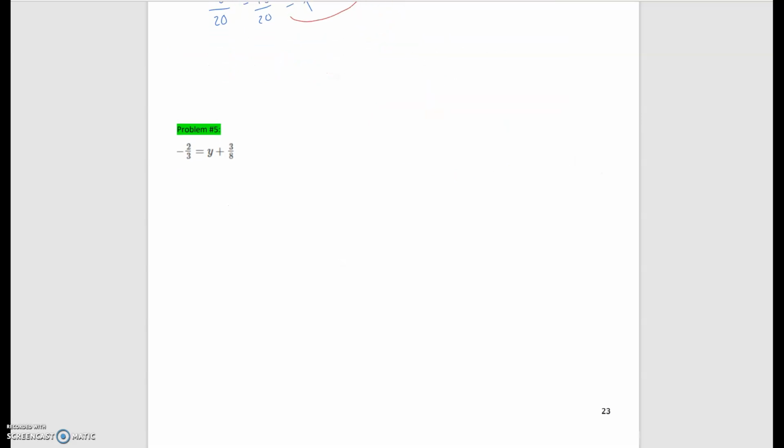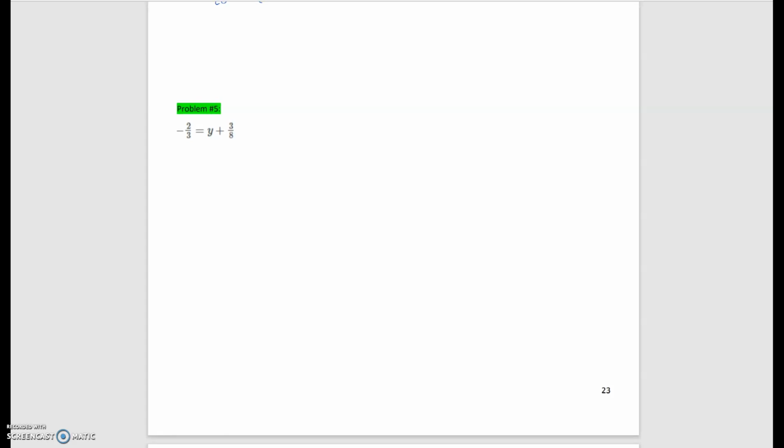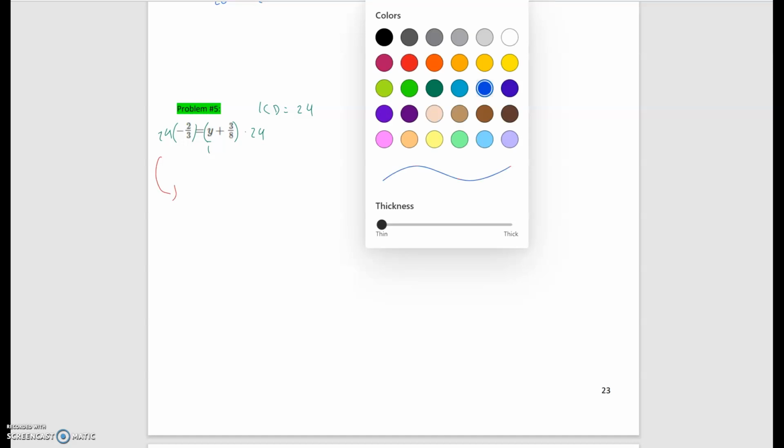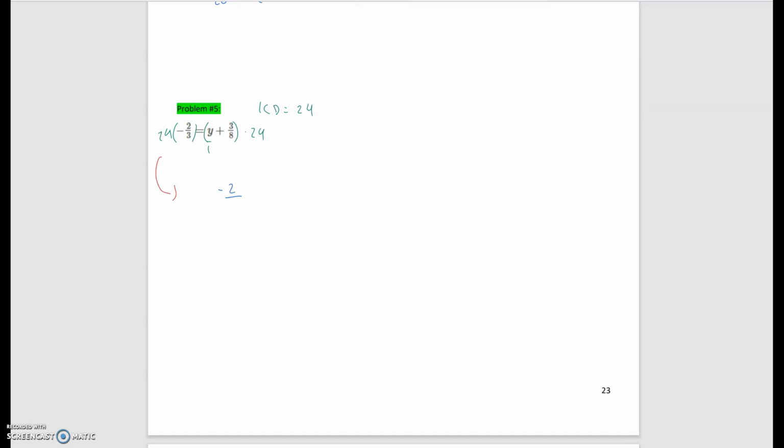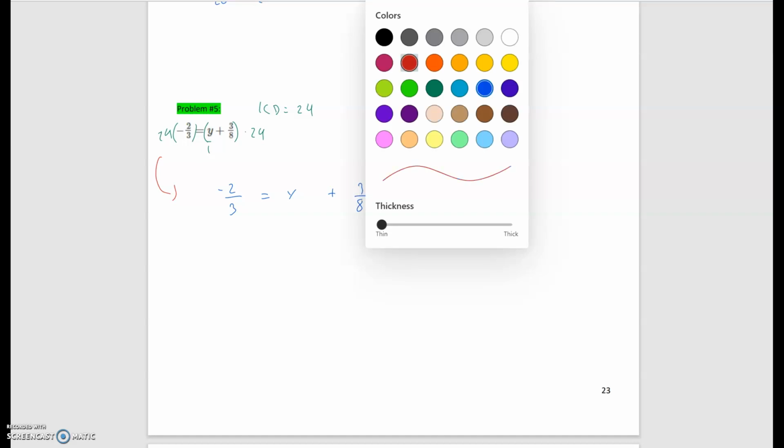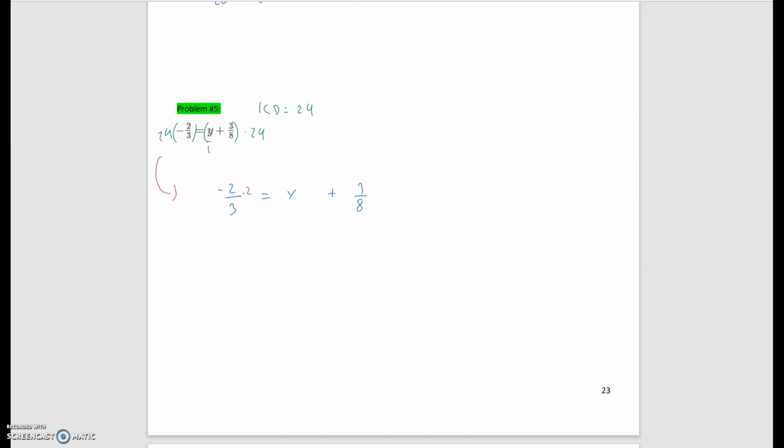As I mentioned before, they do tend to get very messy, and in that case the best approach is just to multiply by the LCD. So technically your LCD is equal to 24, so we're going to multiply both sides by 24 and by 24. So let me rewrite it, and we're looking at -2/3 is equal to y plus the values of 3/8, and every one of these gets multiplied by 24.